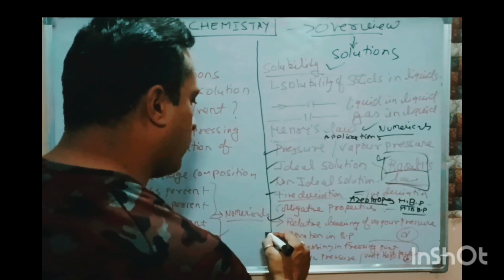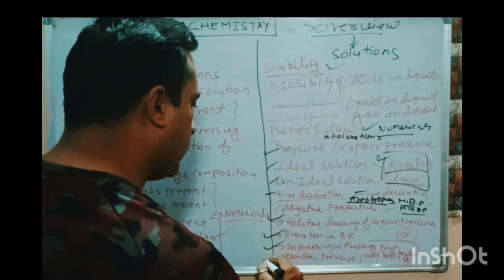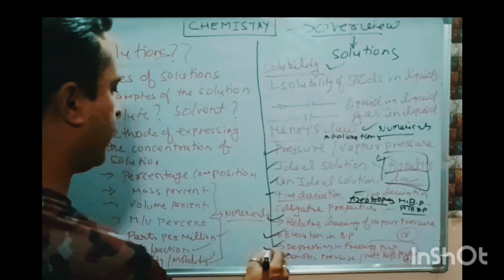We get numericals from relative lowering of vapor pressure, elevation in boiling point, depression in freezing point, and osmotic pressure.